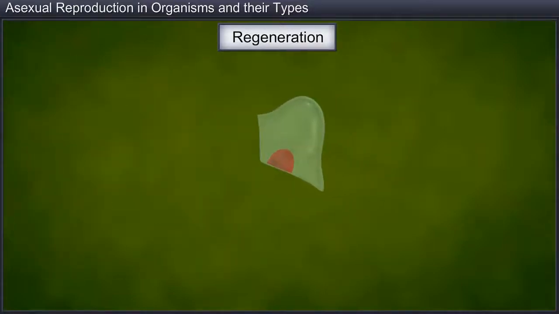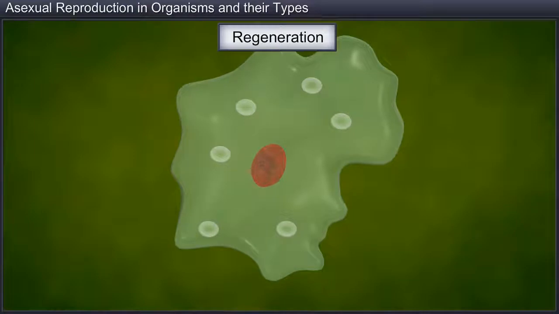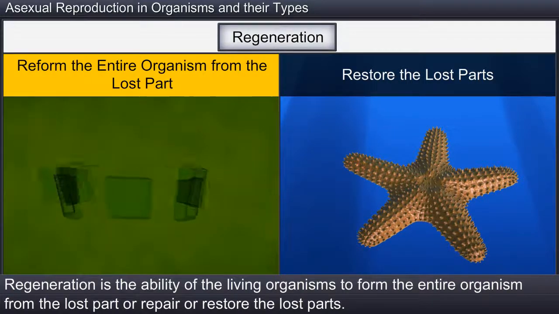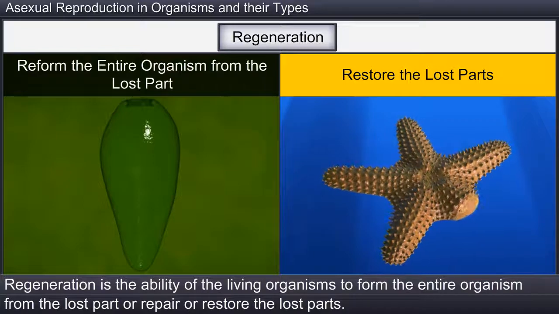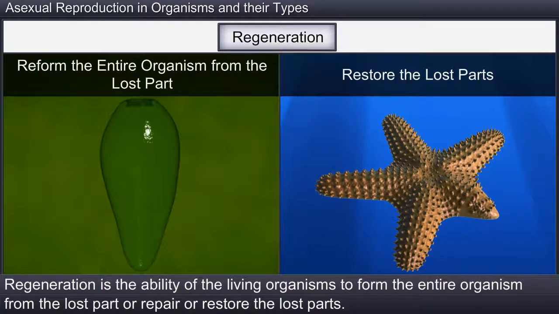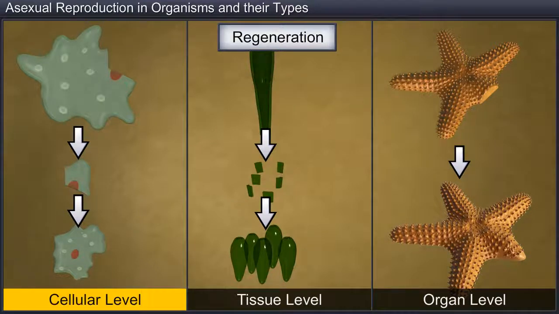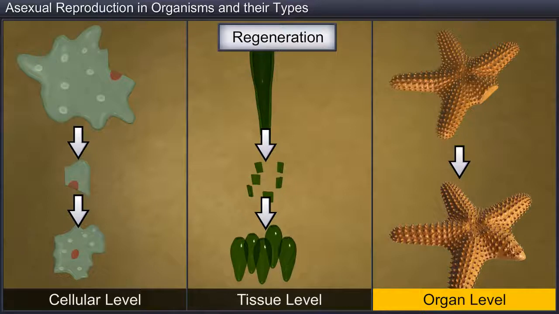Regeneration is another asexual mode of reproduction. Regeneration is the ability of a living organism to form the entire organism from a lost part, or repair or restore the lost parts of a body. Let's see how regeneration occurs at the cellular, tissue, or organ level in invertebrates.